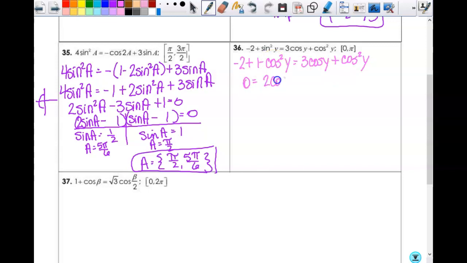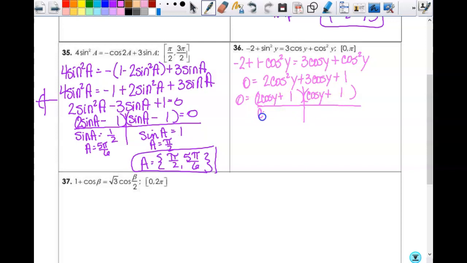So this will give me 2 cosine squared y plus 3 cosine y plus 2. No, plus 1. Wait a minute. Plus 1. Shoot, sorry. I've got this negative 2 and this positive 1, so it gives me a negative 1 over here, so I end up with a plus 1 there. Okay, so then I have to factor. Get 2 cosine y and cosine y. This is positive, these have to be the same. This is positive, so they're both positive. This is a 1, so this has to be 1 and 1.